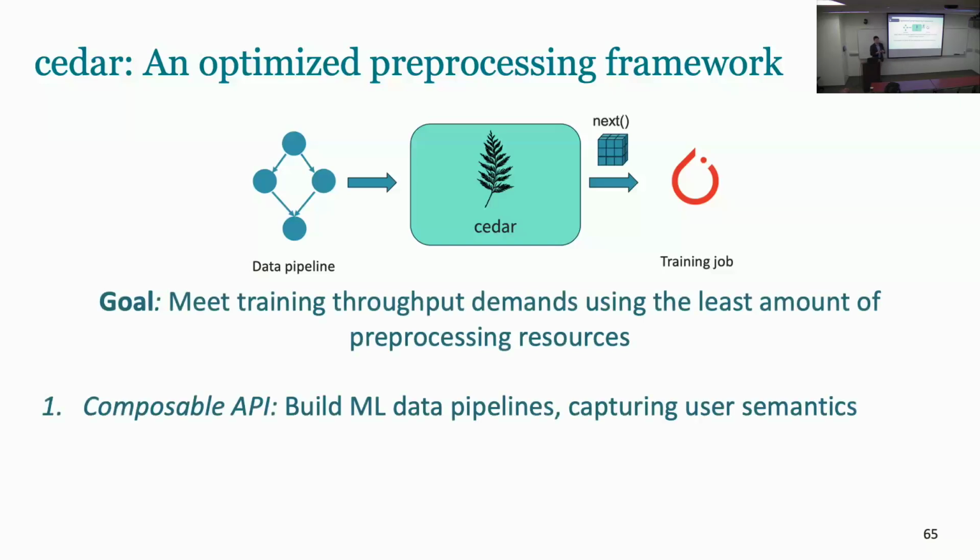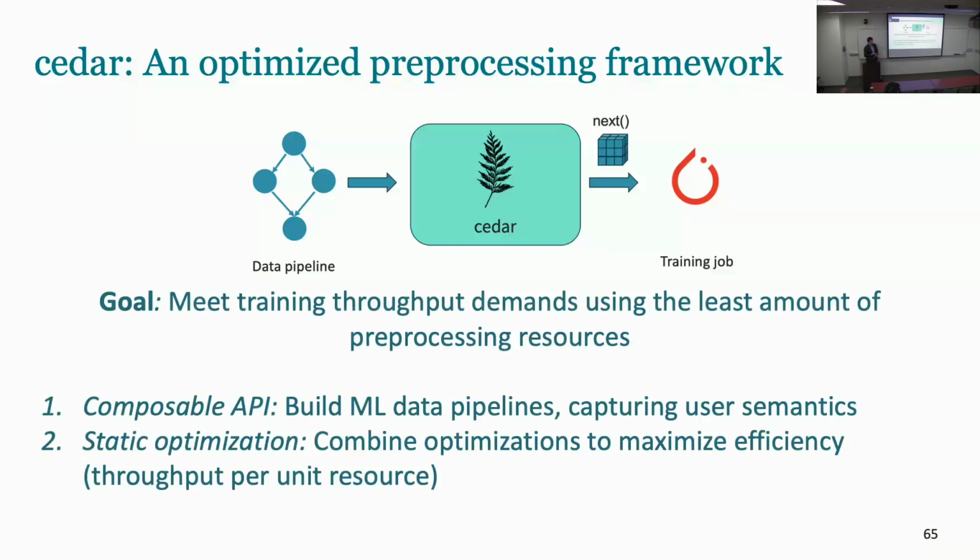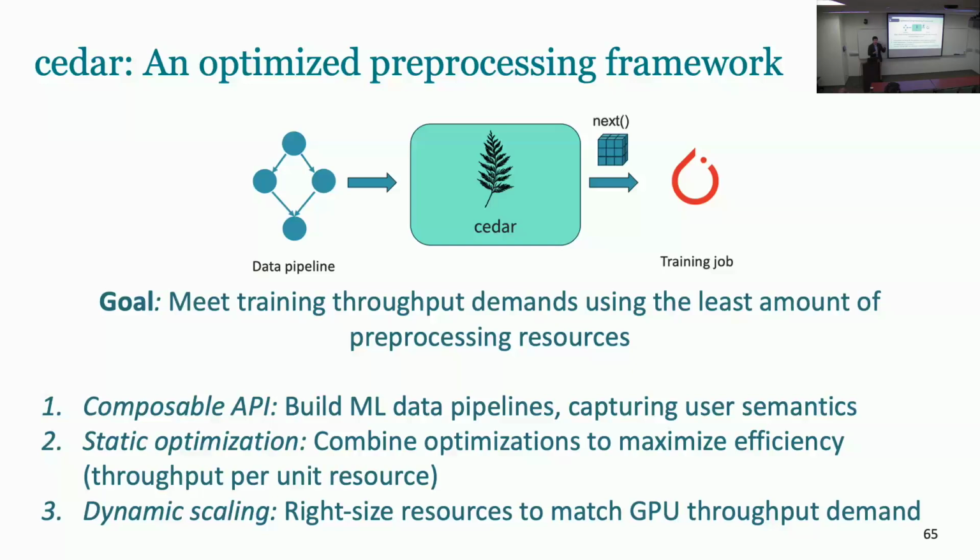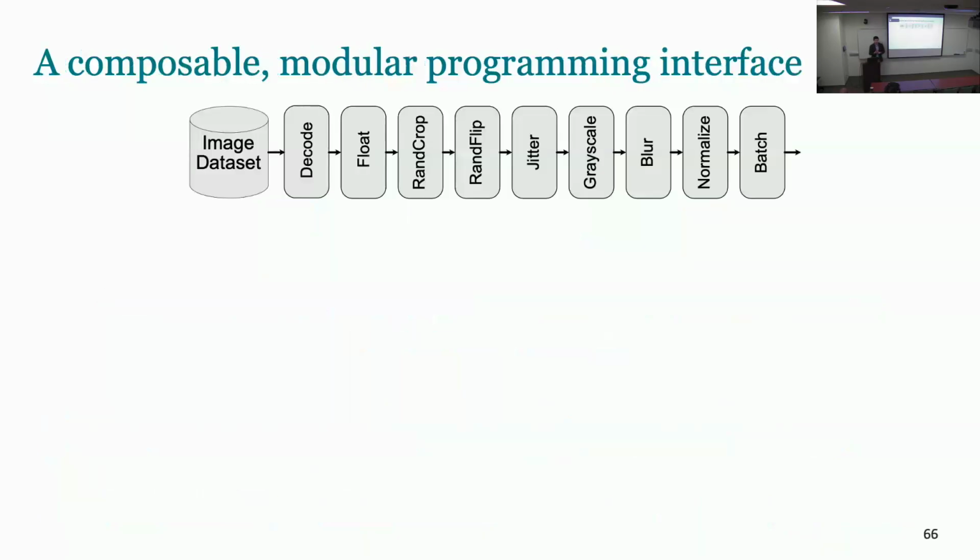So to do this, we have 3 components. First, we provide users with a composable API to build these pipelines. Then we'll apply static optimization passes to that pipeline to improve its efficiency. And then during runtime, because we have to right-size resources, we'll take that optimized plan and allocate resources dynamically to it in order to meet the demands of your GPU. Let me quickly go through each of these components one by one.